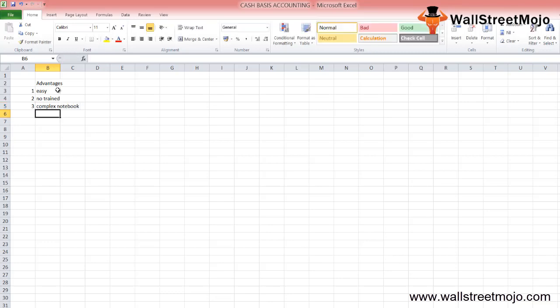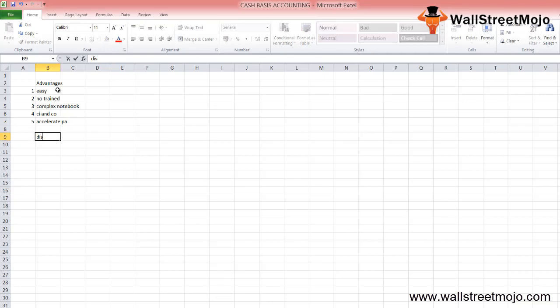Hence, a business can easily maintain a cash basis single entry system in a notebook, or basically on a simple spreadsheet. Fourth, since it tracks the cash inflow and the cash outflow, a firm knows how much actual cash it has for a period. Fifth, the business can accelerate the payments to reduce its taxable profits and thereby defer the tax liability.